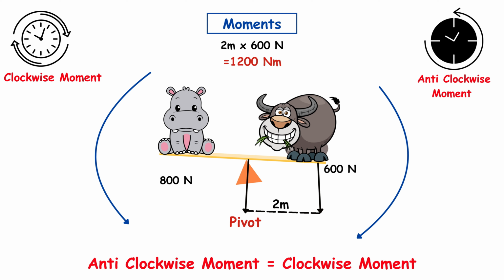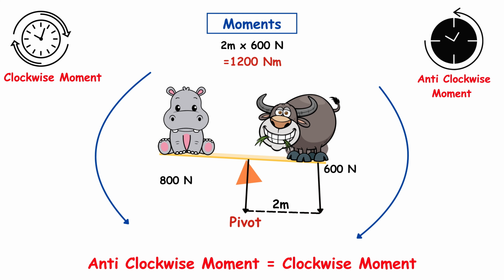which equals 1,200 newton meters. Since moments cause rotation, we describe them as either clockwise or anticlockwise instead of simply saying up or down. In this example, the moment caused on the right side of the pivot would be a clockwise moment. If a downward force is applied on the opposite side of the pivot, it would produce an anticlockwise moment. To determine how the seesaw will move, we compare the sizes of the clockwise and anticlockwise moments. If both are equal, the seesaw will not rotate and will remain balanced because the two moments cancel each other out.